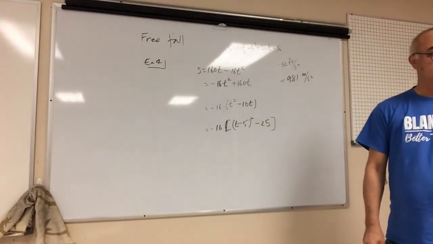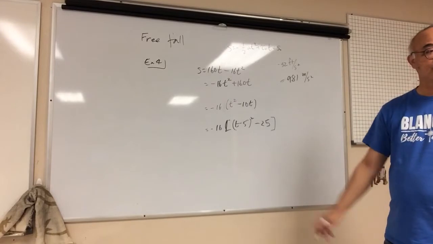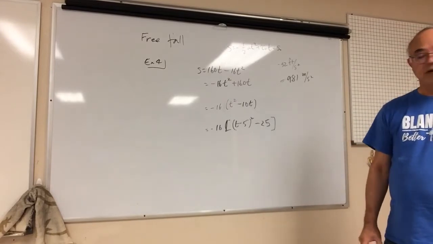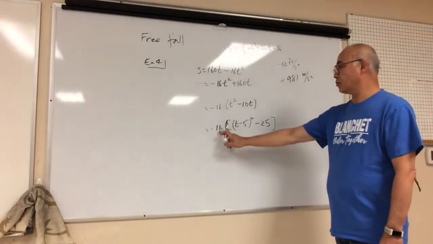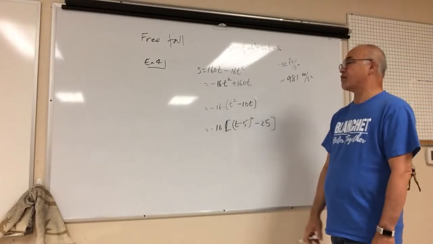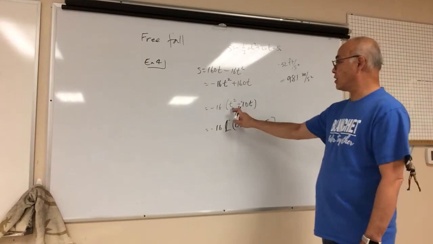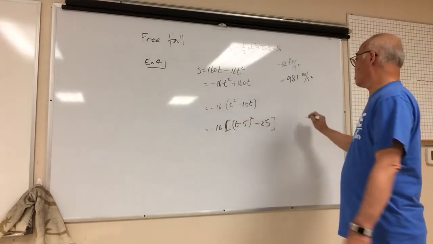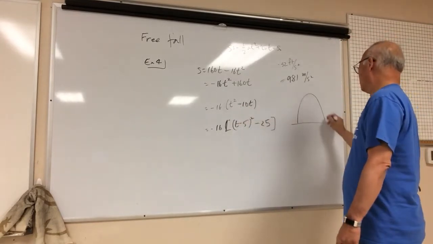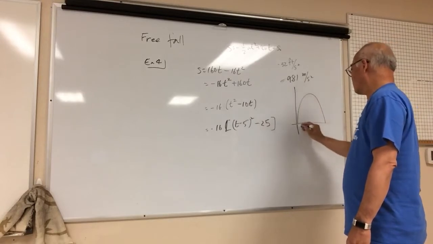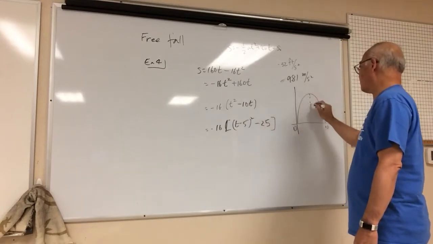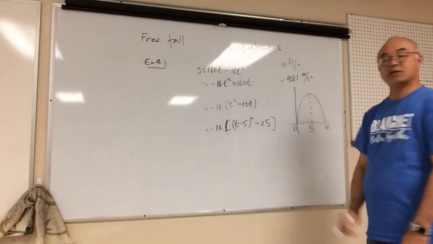Just complete the square. That's where the 25 came from. If I multiply these two out, when t is equal to 5 I'm going to get the maximum height, because I have t equal to 0 and t equal to 10. Obviously the maximum height is when t is equal to 5.